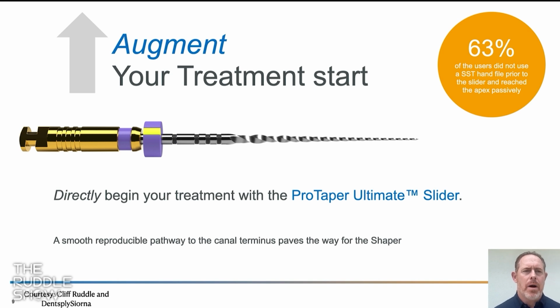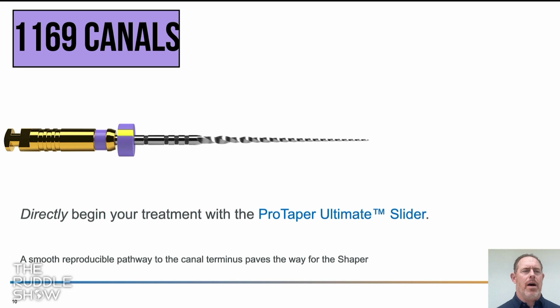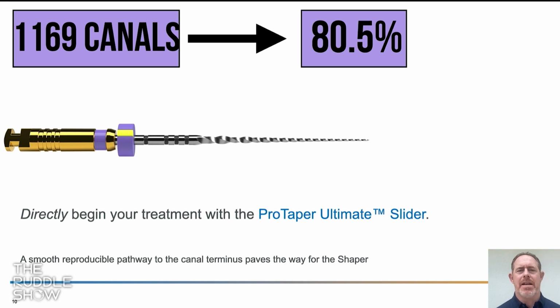So I wanted to do my own little test because when I started using it, I was getting pretty good results. So I wanted to see if that number held true or was it lower or higher. So I went ahead and started testing this. I've been testing this for over a year. I'm at 1,169 canals, okay? And I am at an 80.5% success rate. Okay, this is pretty killer, okay, because as an endodontist, I'm treating some very difficult cases. 80.5% of the time, I can get this slider to reach working length without the use of a hand file within 1 to 3 passes.